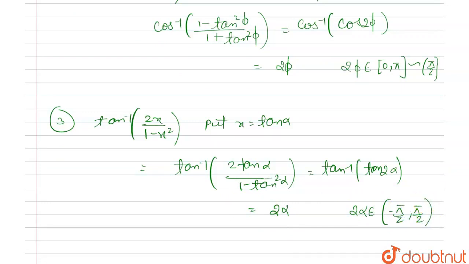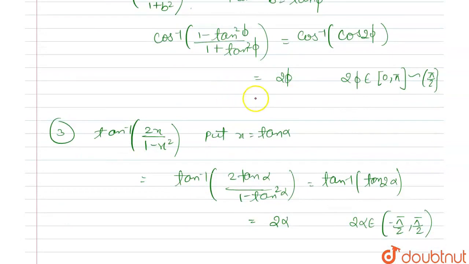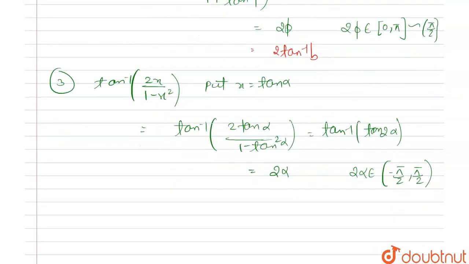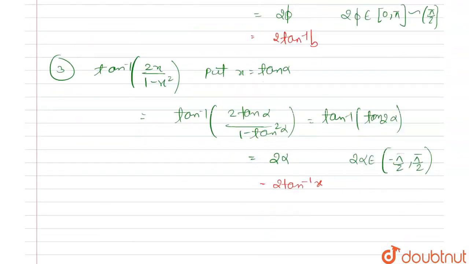And now we can put theta equals tan inverse a. So we can write it as 2 times tan inverse a, and here we can write 2 tan inverse b, and here we can write it as 2 tan inverse of x. So this is our equation number 1. This is our first, second and third function.